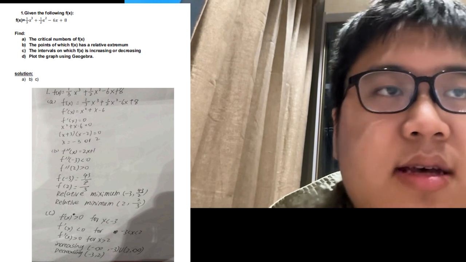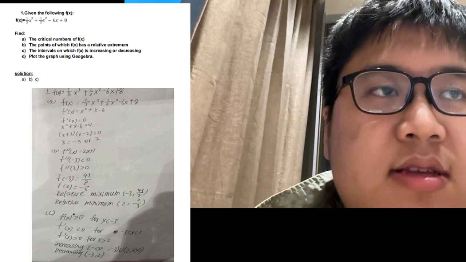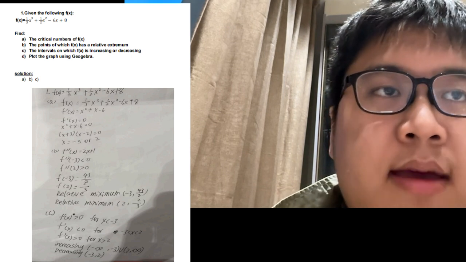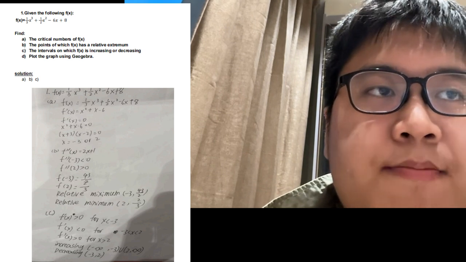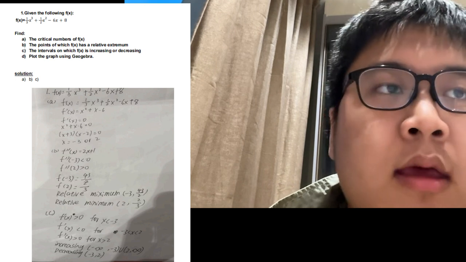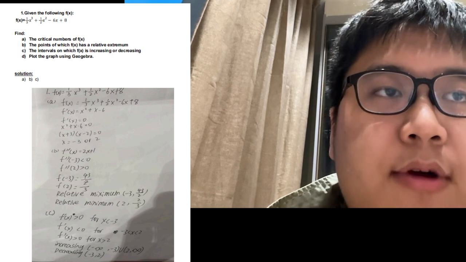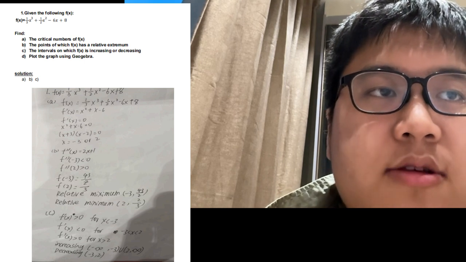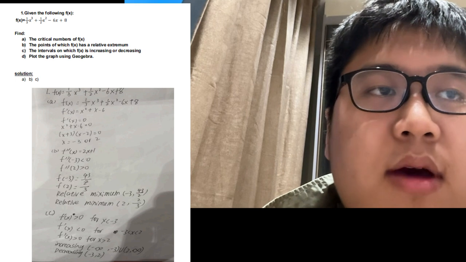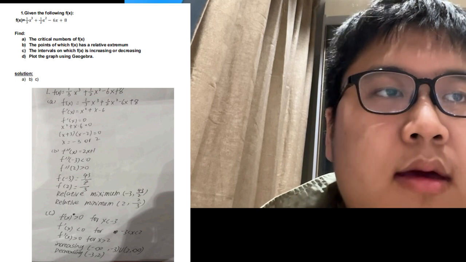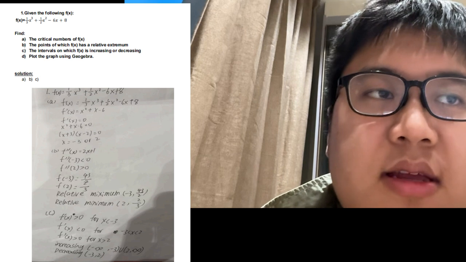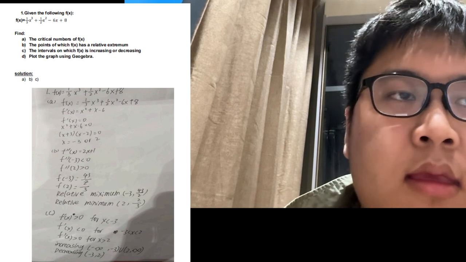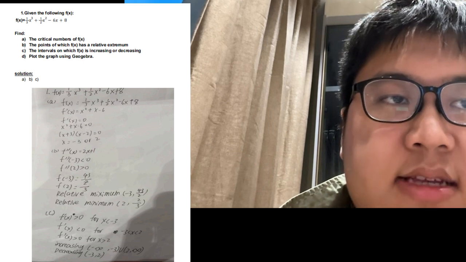Then I look at the sign of the first derivative. When x is less than minus 3, the derivative is positive, so the function is increasing. When x is between minus 3 and 2, the derivative is negative, so the function is decreasing. When x is greater than 2, the derivative is positive, so the function is increasing again. That's all for my explanation.